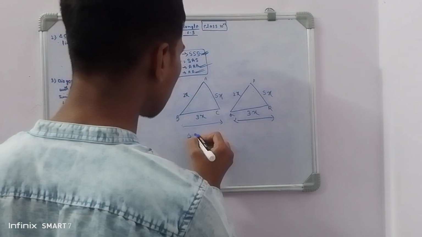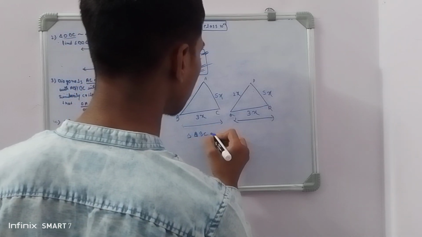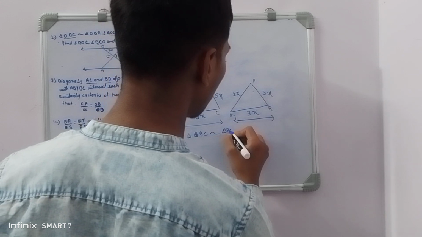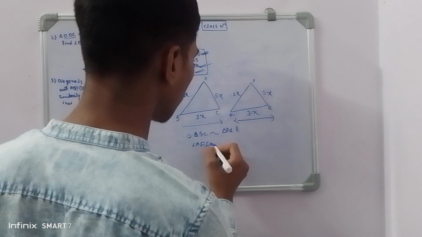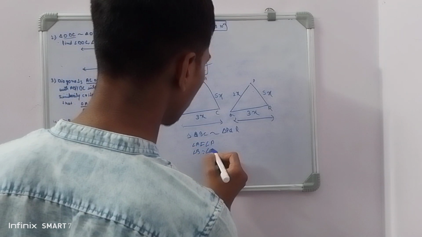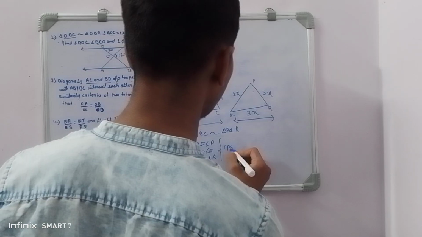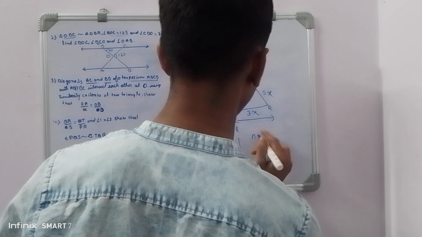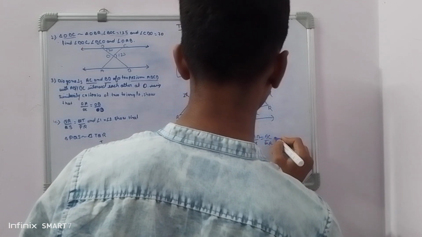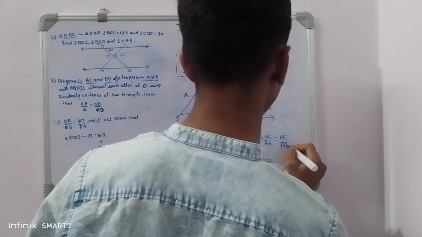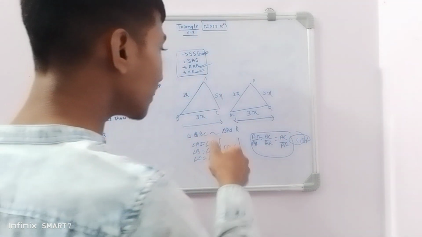So you will say that in this case triangle ABC is similar to triangle PQR, and then using the CPST you could write that angle A is equal to angle P, angle B is equal to angle Q, and angle C is equal to angle R. And another thing which you could write using the CPST is AB by PQ, which is equal to BC by QR, and then AC by PR. When the two triangles are similar, then this thing you could write.